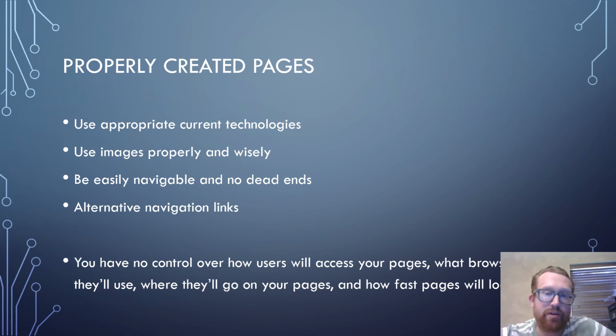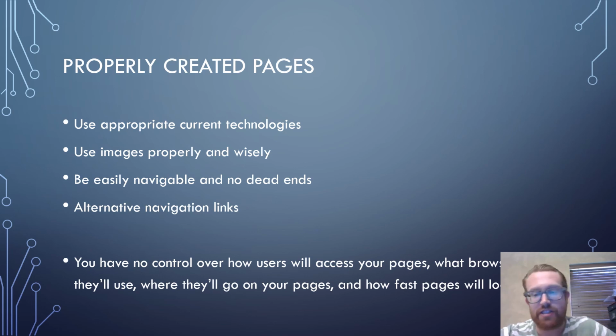Some other issues about properly created pages: make sure you use appropriate current technologies. In the last unit, we talked about current technologies that can really help build your web design up. Make sure you use your images properly and wisely. You don't want to go over the top with those. Make sure you have easily navigable websites and no dead ends. That's the worst thing you can do, is have a user get into a dead end. And also provide alternative navigation links, especially for your users with disabilities. You want to make sure that they are able to navigate your site very easily without having to go to a web page and not be able to navigate around it.